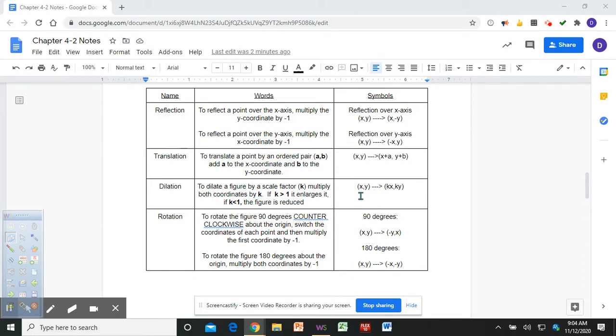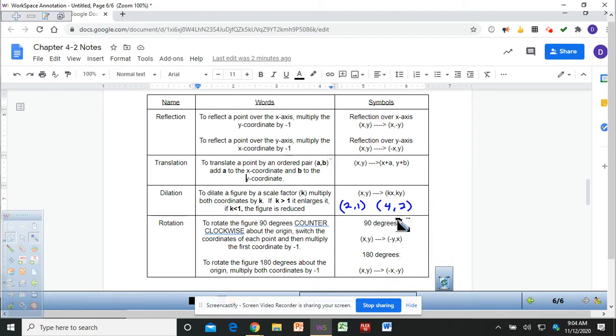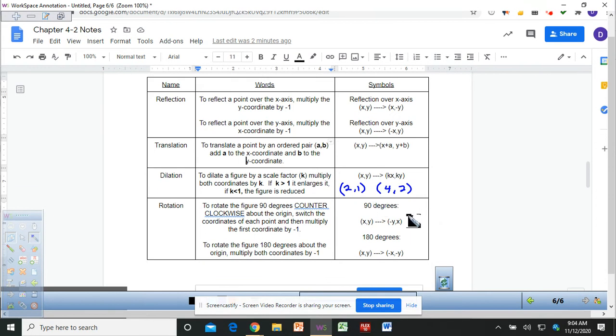So imagine the point here was 2, 1. I'm just going to get my pen going real quick for you. So if they said the point here was 2, 1, and they said they want to dilate it by 2, you multiply both of these coordinates by 2. So then it would become 4, 2. Or if they said dilate it by 5, you'd multiply both those coordinates by 5. This is the one that's usually trickier for people.